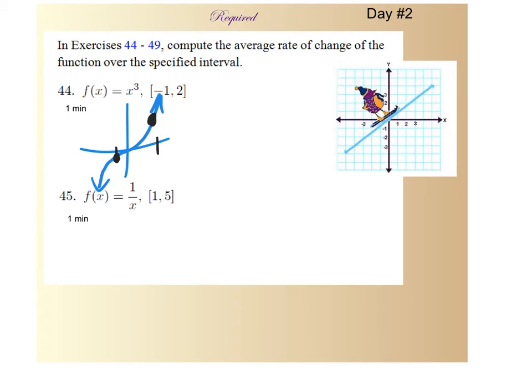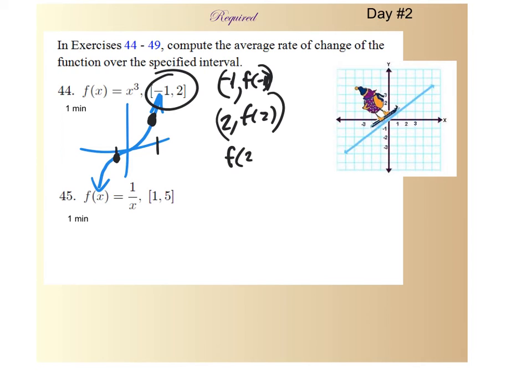So it looks like it's going to be positive to me. This is not the point -1 comma 2. It's -1 comma something, which we will figure out, f of -1, and it's 2 comma f of 2. And then, to figure this out, I'm going to do f of 2 minus f of -1 all over 2 minus 1.